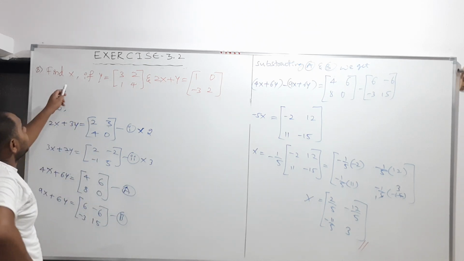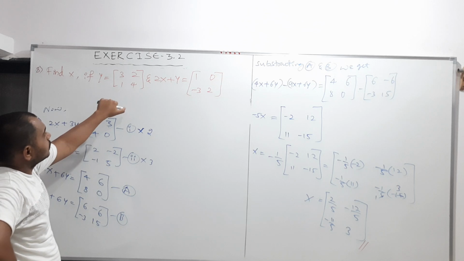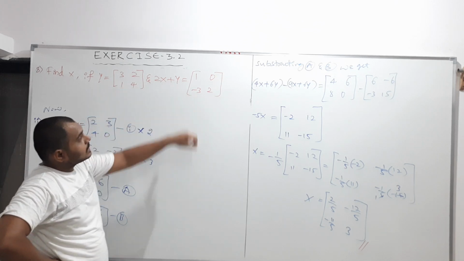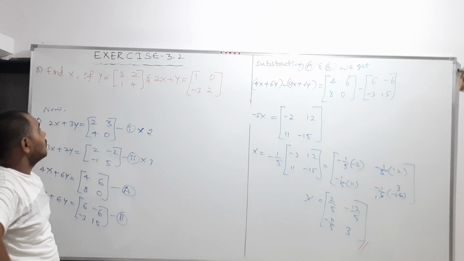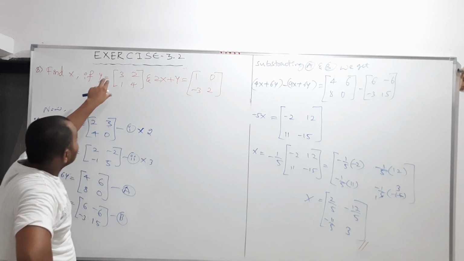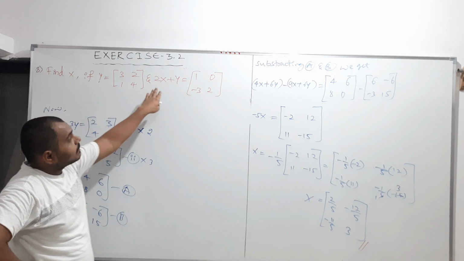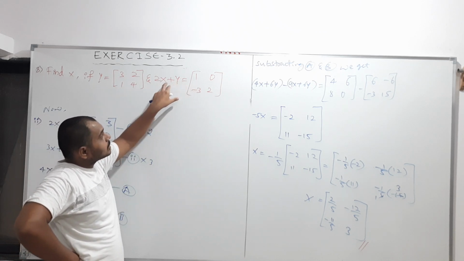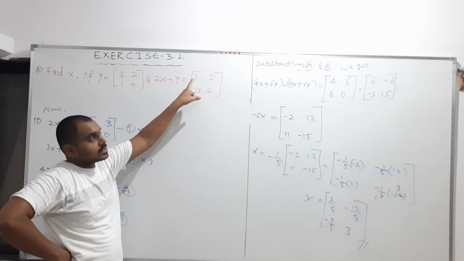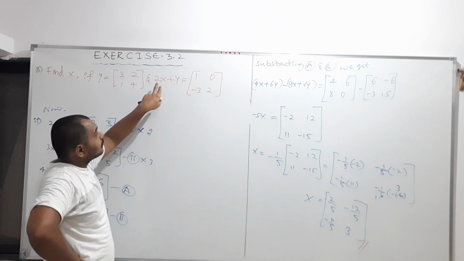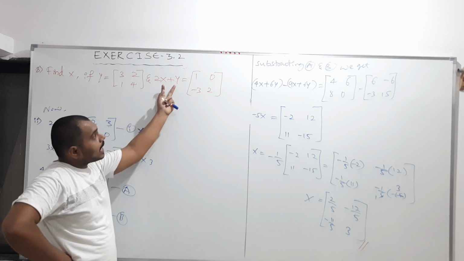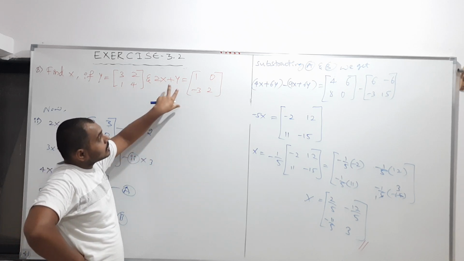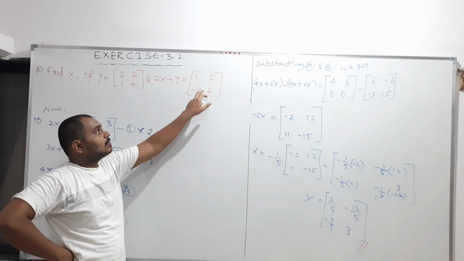So what is that? Find x if Y is equal to, they have given you the Y value as this, and 2X plus Y is equal to [1 0; -3 2]. So, my dear student, the Y value is given, and the equation will satisfy this condition. What is that? 2X plus Y is equal to this value. This is the equal matrix. So after adding 2X and Y, their sum is equal to this matrix [1 0; -3 2].